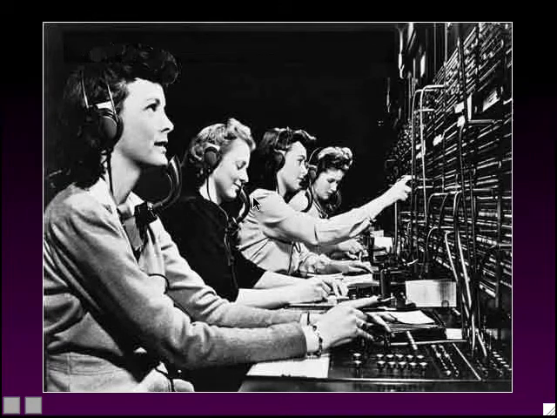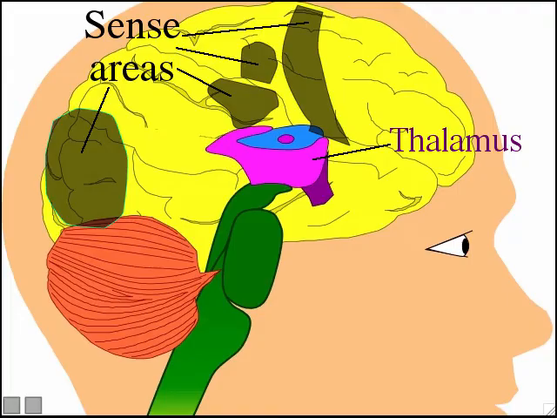Incoming sense data comes into the thalamus, and your thalamus somehow routes all those incoming sense nerve signals to the proper regions of the cerebrum where they're supposed to go. And here in the gray, I've shown these various regions of the cerebrum. And let me give you an example.